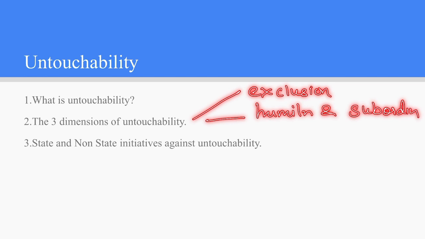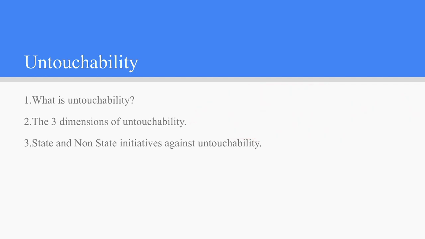When we use the word exclusion, that means these untouchables were prevented from sharing water, and they were not allowed to enter places of religious worship. When we're talking about humiliation, we're talking about ways to subordinate them. That is, the untouchables were forced to carry their shoes in their hands and take off their headgear or the pugri. And last, the dimension of untouchability that we are going to discuss is exploitation.